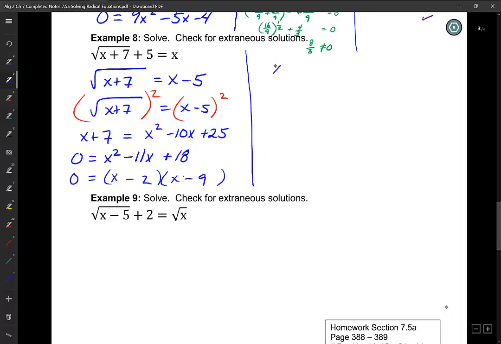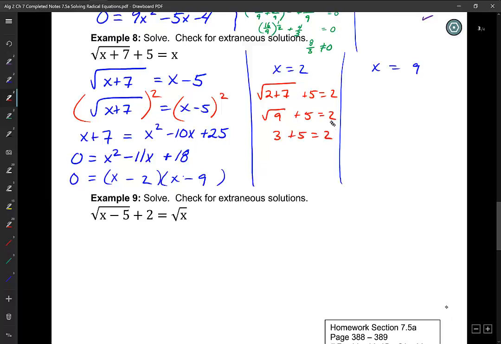So I'm going to take those two solutions, and I need to plug both of those in to see if they work. So let's start over here on the left, x equals 2. We have the square root of 2 plus 7, plus 5 equals 2. That's the square root of 9 plus 5 equals 2. So that's 3 plus 5 equals 2, and that certainly does not work, so that's not going to be one of our solutions. That's an extraneous answer.